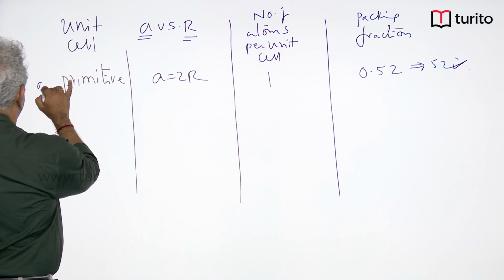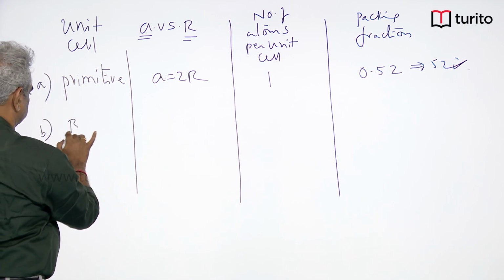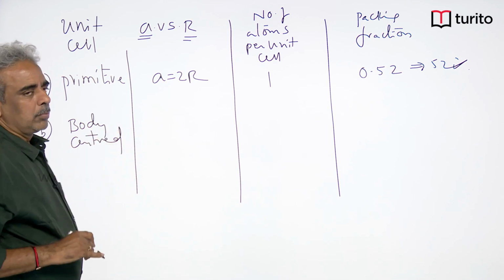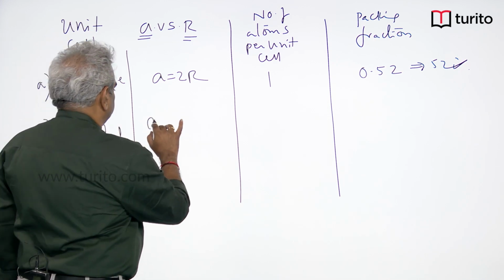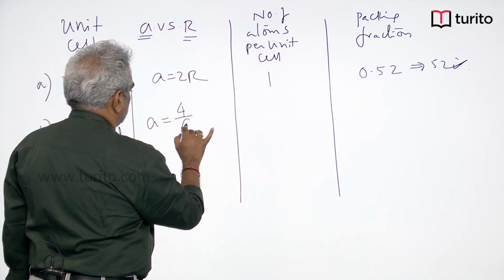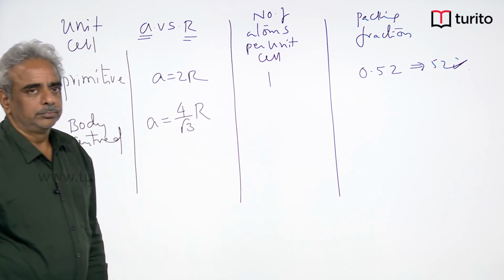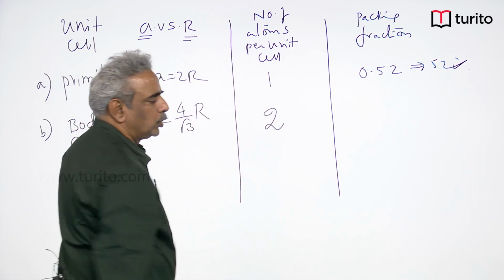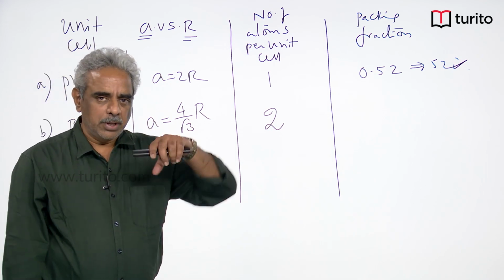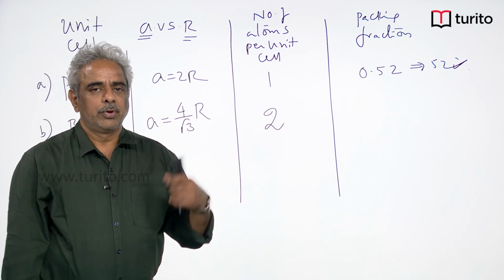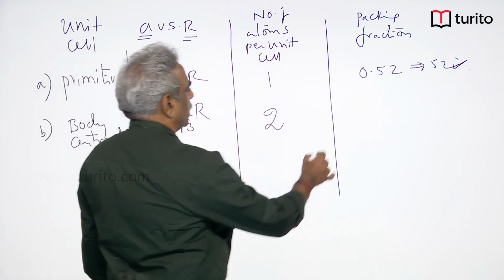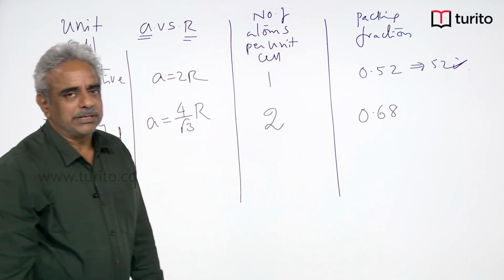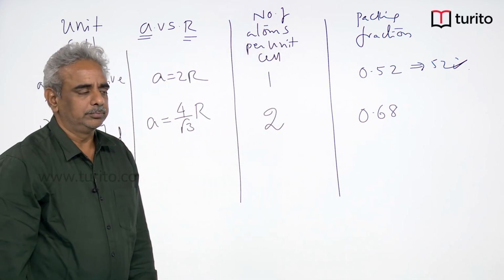Coming to body centered cubic, A is given by 4 by root 3 r. And how many atoms are there per unit cell? 2 atoms, 8 corners, 1 atom, 1 body center, 1 atom. So 1 plus 1, 2. And what is the packing efficiency? We have already calculated 0.68. You can say 68%.